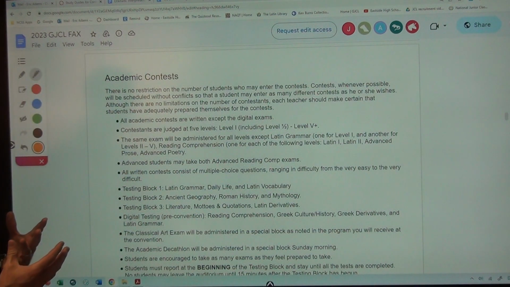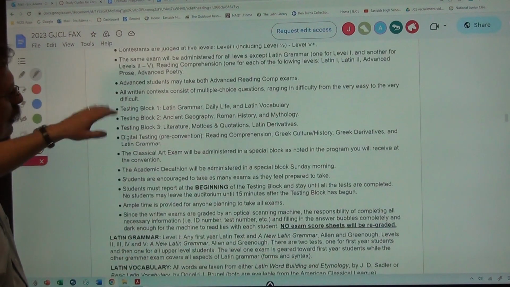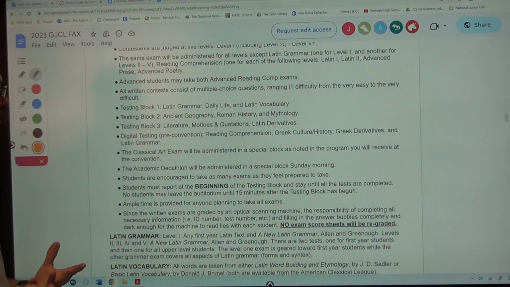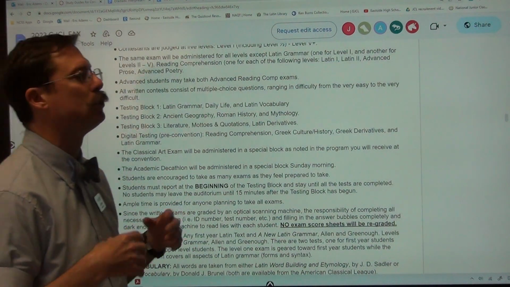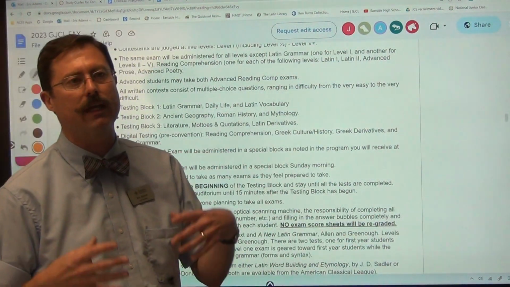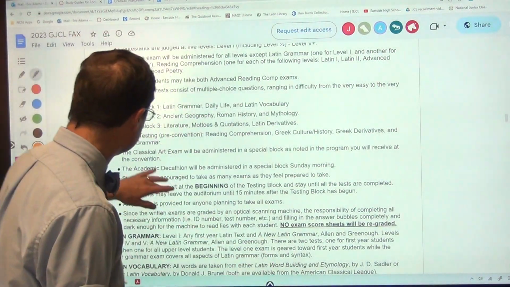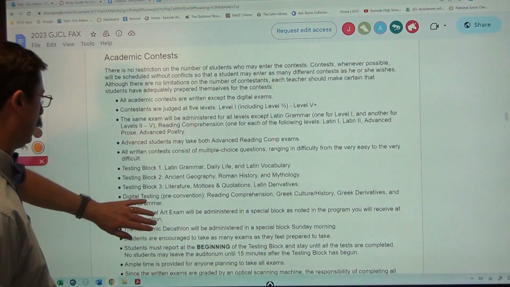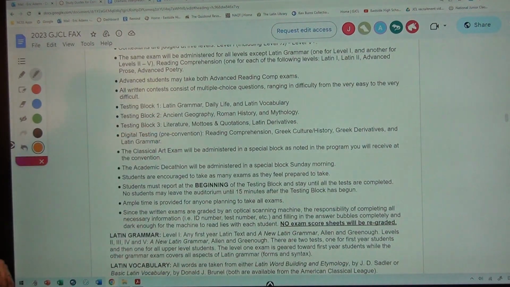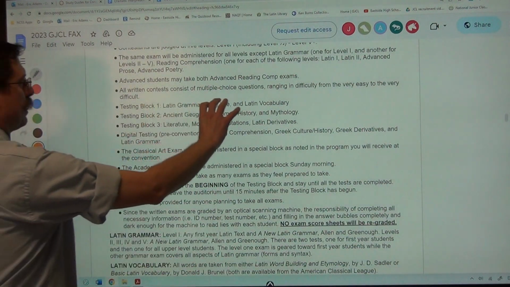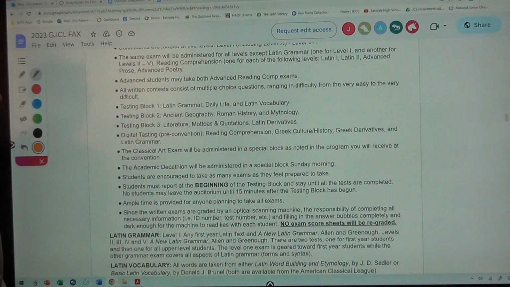Now, some of the exams that you will take, if you wish to compete, are going to be exams that you are going to be taking during the week of convention, i.e. Thursday night before the convention. However, many of the exams are going to actually be given at the convention itself. What you do is you line up outside of the auditorium, you go in, and there are these what are called testing blocks. And those testing blocks, if they are listed here, testing block 1, testing block 2, testing block 3, are the exams that are going to be given in those testing blocks.